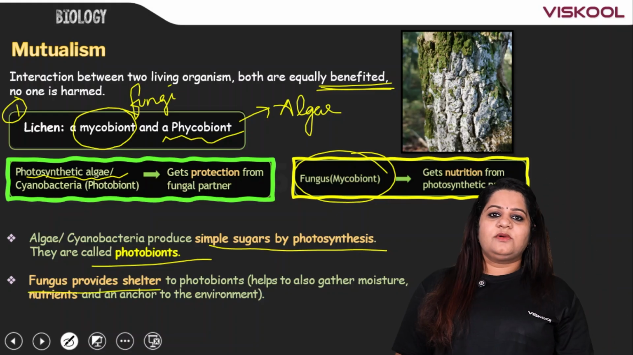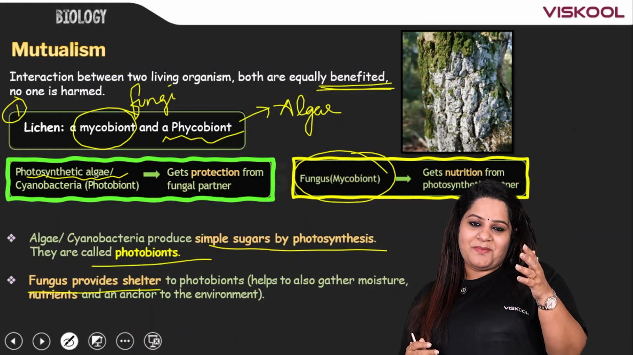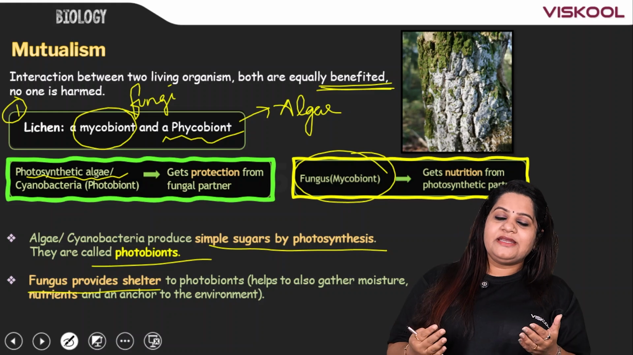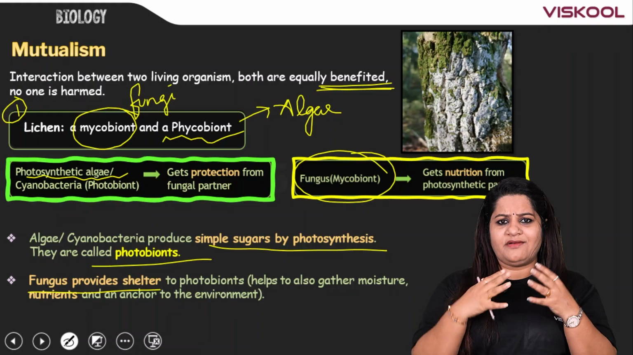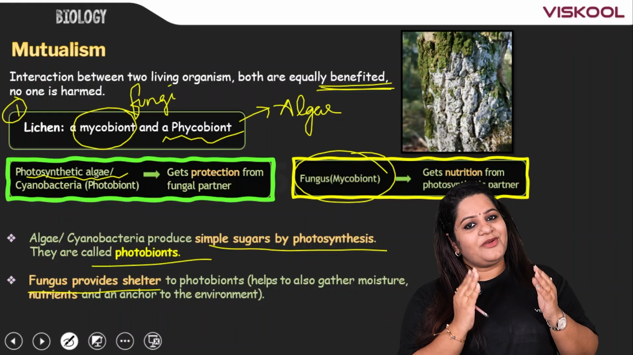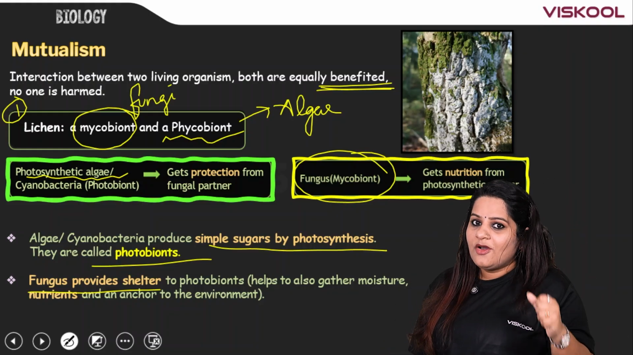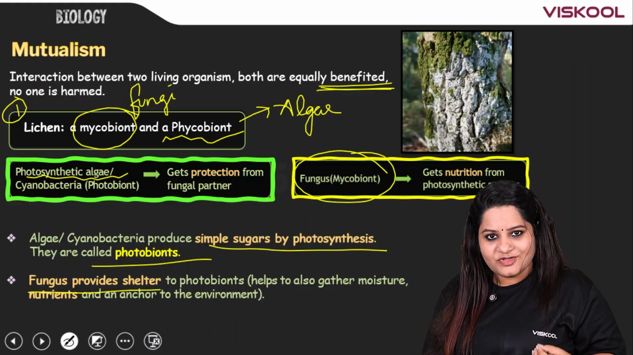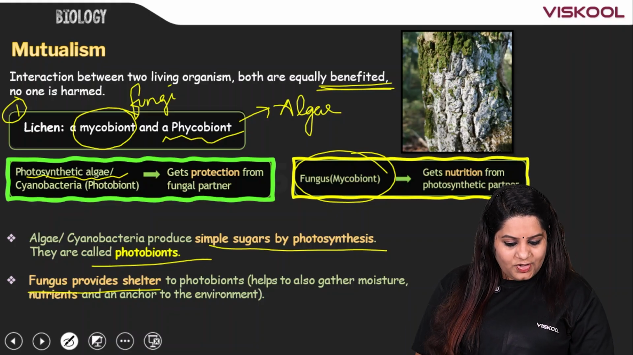Now, fungus, what is he doing? He is providing shelter. See, like our parents, right? Mama and Papa. Mama prepares food, everything, okay? And Papa, what does he give? He gives us shelter, he brings nutrients and everything for the preparation of food and all, right? Anchorage, everything he is doing. Same thing, Papa, father is our fungus, the mycobiont, and the other one is our mother, who prepares food by the process called photosynthesis. Who is that? Algae, the phycobiont.